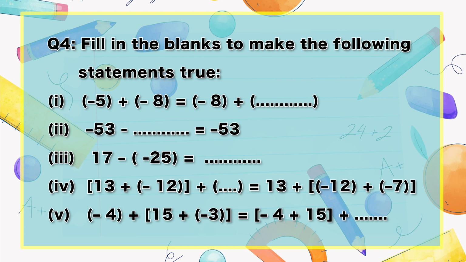Question number 4. Fill in the blanks to make the following statements true. You can see there are questions like minus 5 plus minus 8 is equal to minus 8 plus something. Similarly, the second and the third and the fourth and the fifth question. If you pay attention, students, each question is following any of the properties of integers. Here, first read the statement carefully and identify the property, and then you will get the correct answer.